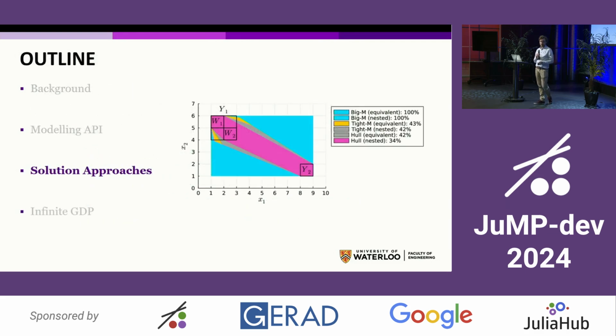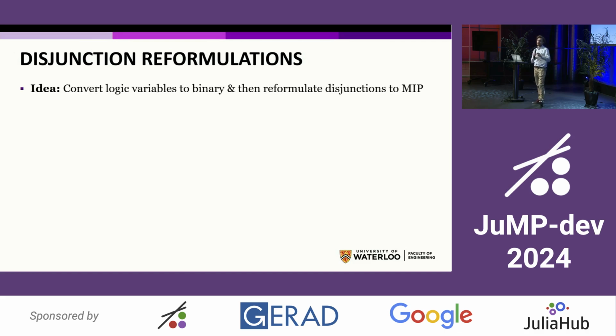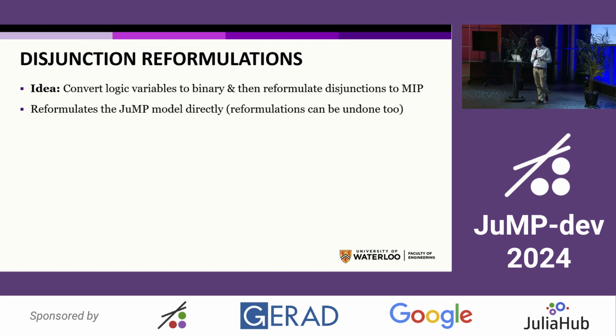To actually solve it now, this is just showing some different techniques and the relaxations you get. We think of reformulations for the disjunctions. So the key idea is you can take those disjunctions with the logical variables, convert the logical variables into binary variables, and then do some sort of reformulation to typically get a MIP. And so these reformulations are just done on the JuMP model directly, but they can also be undone. So you could transform your model one way, solve it, transform it another way, solve the same model, and have this mutability to efficiently try out different things.